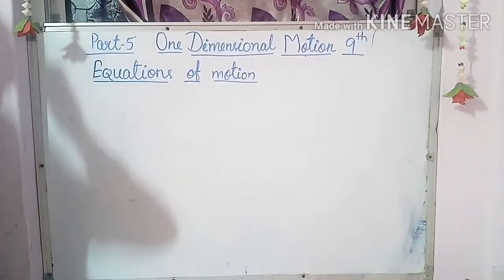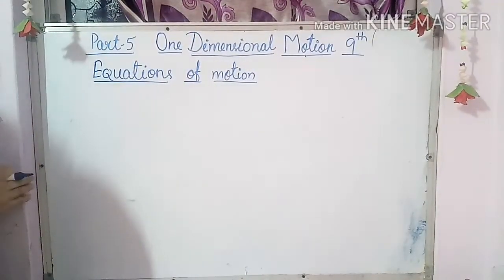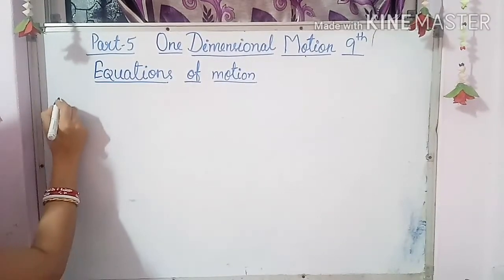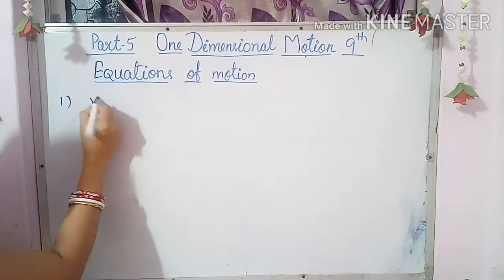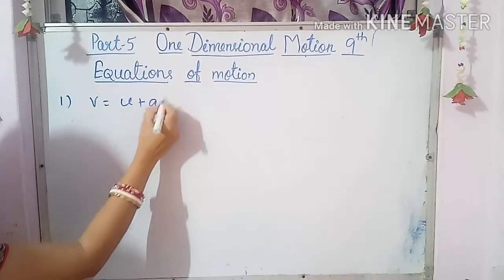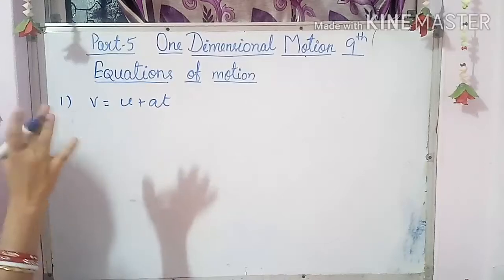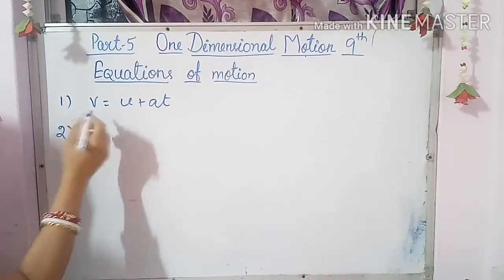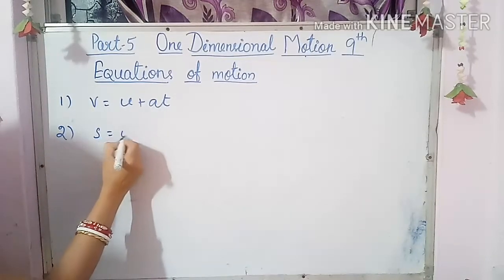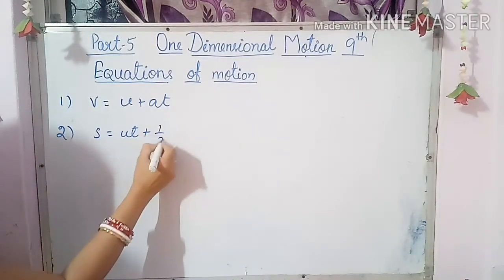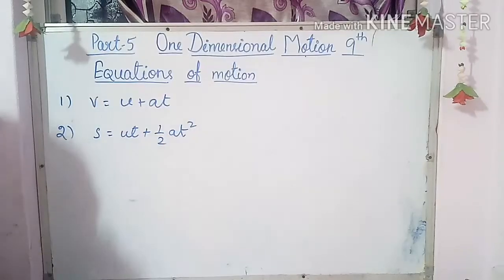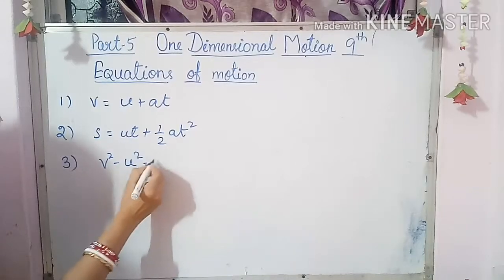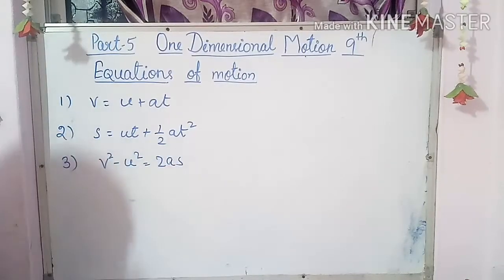Now children, let's see about the equations of motion. What are these? There are 3 equations of motion. Your first equation is V equal to U plus AT. What V, U, A are, I will tell, but first you have to remember these 3 equations of motion. Second one is S equal to UT plus half AT square. Third equation is V square minus U square equal to 2AS.